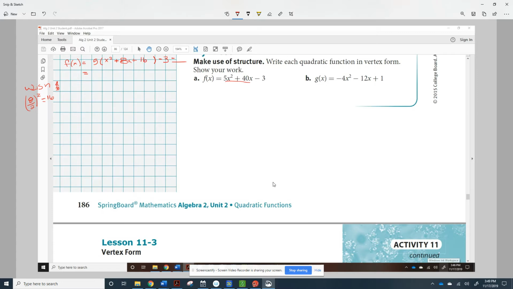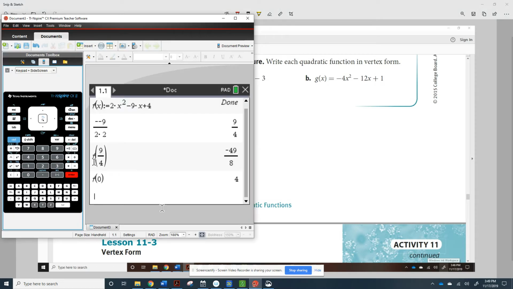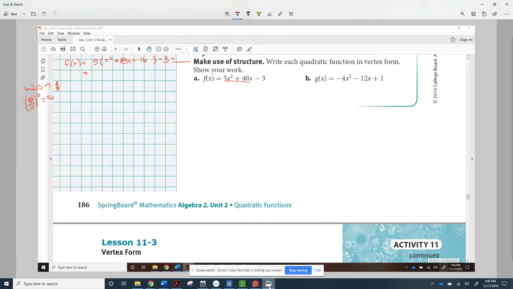Now remember, I'm not just going to take 16 away because that 16 is being multiplied by 5. So the number that I take away right here, you have to remember I've done more than add 16. I've added 16 multiplied times 5. So I got to do 16 times 5. I don't even know what that is. 16 times 5. That's going to give me 80. So I've got to take 80 away.